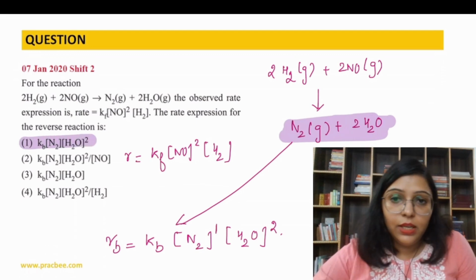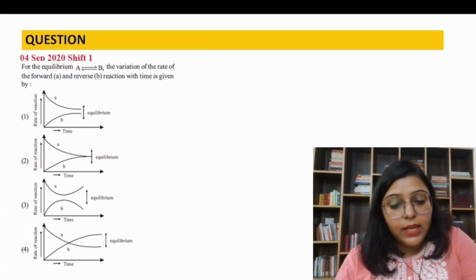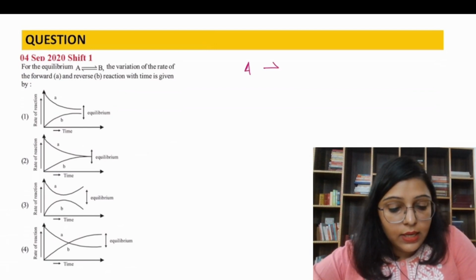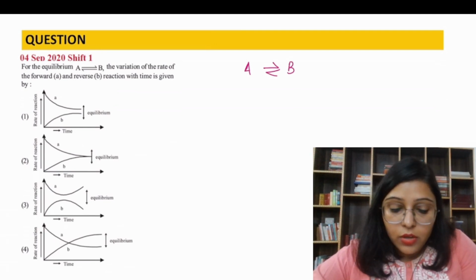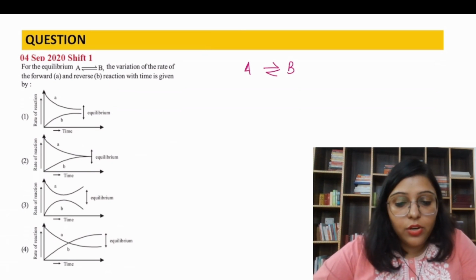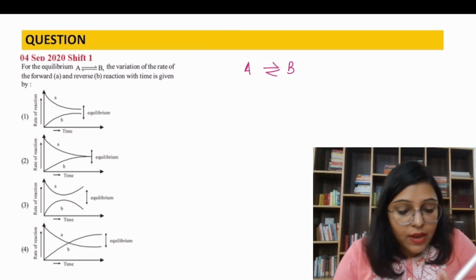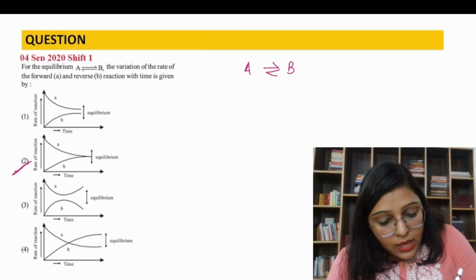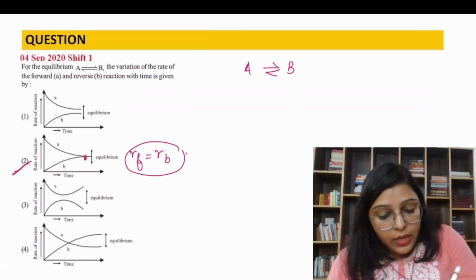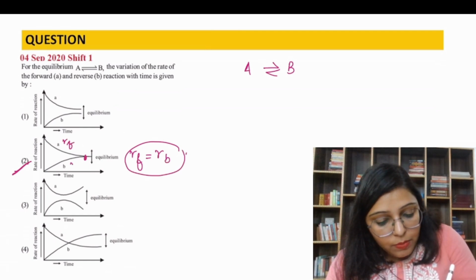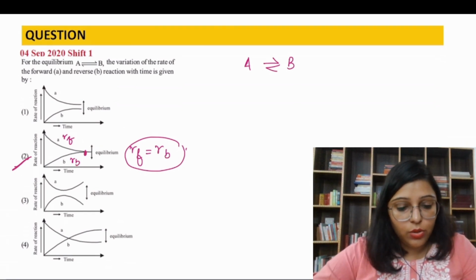So we have to select the correct option. Option number 1 is the correct answer. Okay, now let's do the next question. For the equilibrium A in equilibrium with B, the variation of the rate of forward and reverse reaction with time is given by. So we know that at equilibrium, rate of forward reaction is equal to rate of backward reaction. And if you see the curves carefully, we have only one option, that is 2. Because here at this point, rate of forward reaction is equal to rate of backward reaction. A is the rate of forward and B is the rate of backward reaction. Okay, simple questions are there, very easy questions.